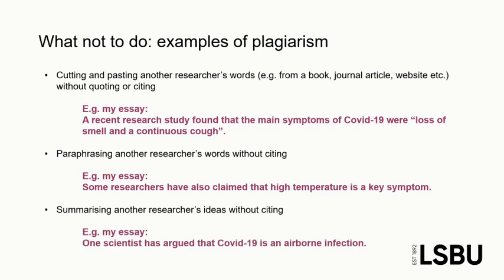Last but by no means least, you must not summarize another researcher's ideas without citing them. The key point here is that you need to cite and reference ideas or concepts and not just words. In my example, I have referred to a scientist's idea that COVID-19 is an airborne infection, but I have not given credit to that researcher or the study they wrote. This is plagiarism.